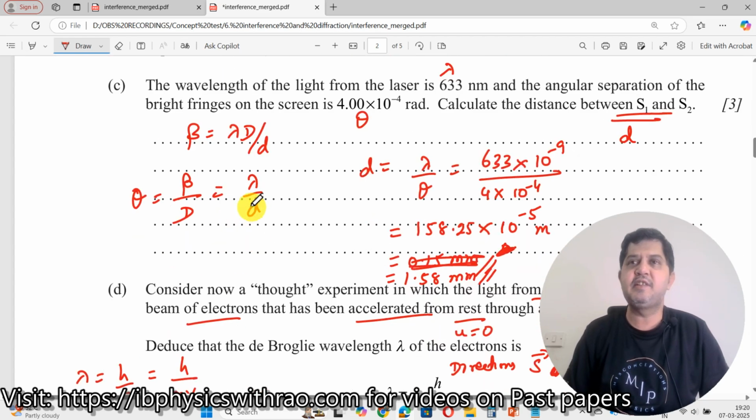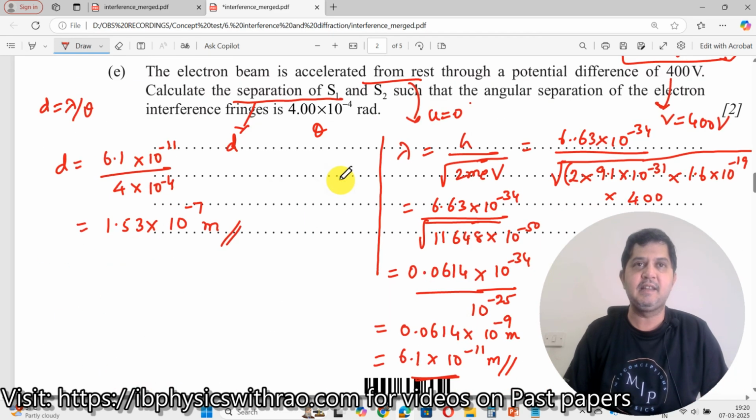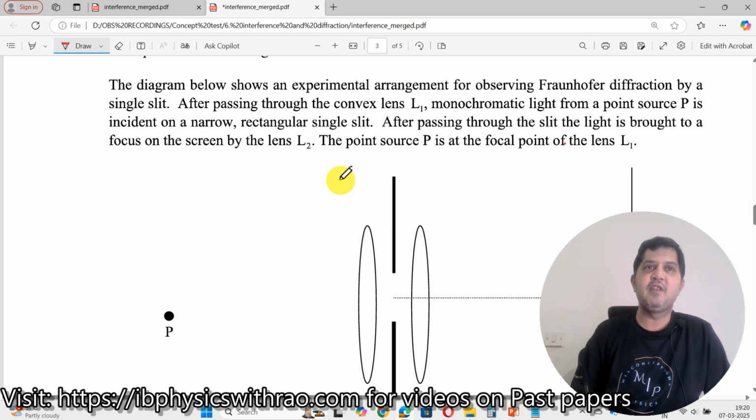And then we have also seen how to calculate the distance between the two slits, using the wavelength and the angular separation between the two fringes. After that, we also looked into what will happen if electrons are used. We connected this with the quantum mechanical part, which is the de Broglie wavelength. And now we are looking into the second part of it. Now let us read the problem.